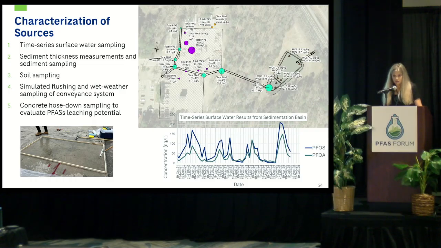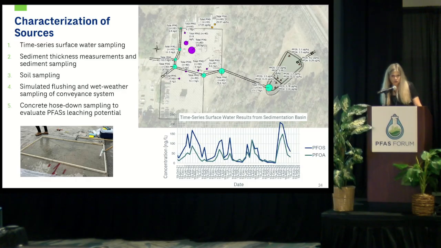We also characterized upstream sources, which included both simulated flushing and wet weather sampling within the conveyance system. Simulated flush samples were collected during dry weather by placing a fire hose into the higher elevation storm drains and waiting until flow was observed at the basin outlet. Samples were collected at each drain. These results are shown as the turquoise graduated cylinders on the site map.